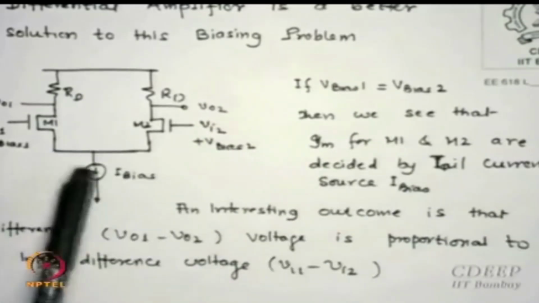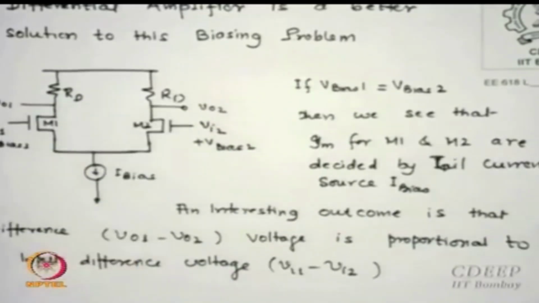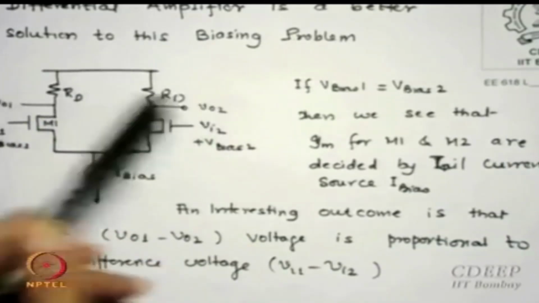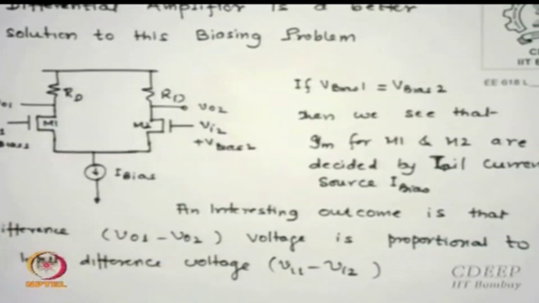Since this only decides the GM, an interesting outcome of this is that the difference of output voltage is now only proportional to the difference of input voltage. I repeat, the AC part: VO1 minus VO2 is only decided by VI1 minus VI2 and nothing else.